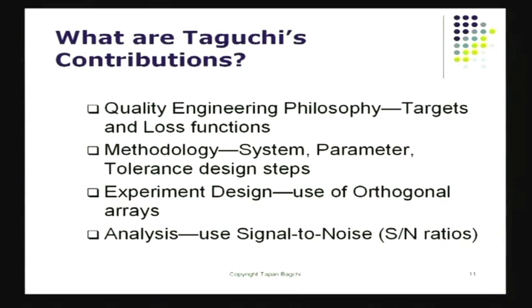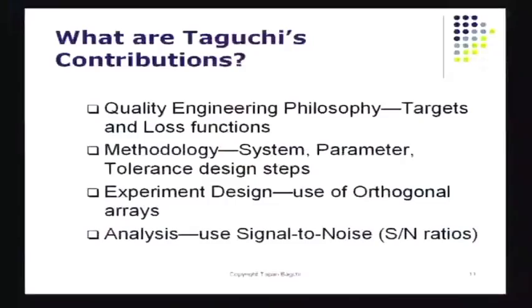Also, Taguchi gave us a methodology. He gave us something that comprises 3 steps in trying to design a new product, for example. There's the system design step, then there's the parameter design step, which is the robust design step. Then we've got tolerance design. These are 3 steps that are required if you want to achieve good performance in the final product.